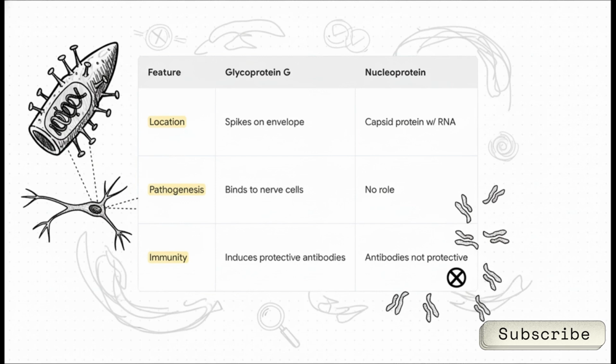Make sense? Right? Then you have the nucleoprotein. This one's on the inside, so antibodies against it, not protective. But, and this is a big but, it's what we look for when we're diagnosing rabies. So G for get in and good for immunity, N for not protective, but needed for noticing the virus in the lab. We'll hit diagnostics hard in part 2.